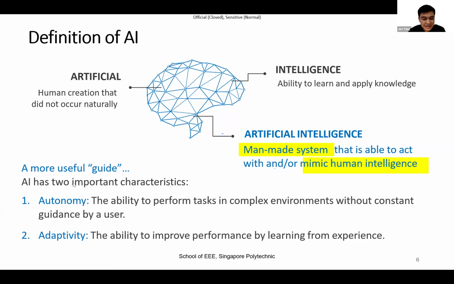So AI has two important characteristics for your info. It has autonomy, which means AI can perform tasks in a complex environment without constant guidance by users. Because once you train AI, it can perform by itself. For a specific task, if it is not trained by a human being, AI can't handle it. For adaptivity, it means that AI can improve performance by learning from experience. Sometimes AI can learn from past data or even present operations, and then perform better in the future. So take note of these two characteristics.